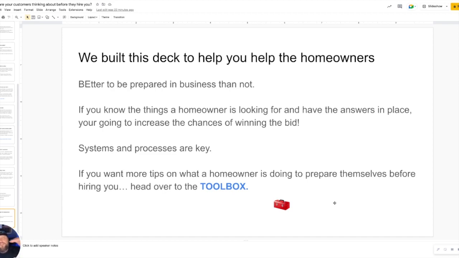I built a whole bunch of tools in there that will help better you position your company in front of prospects and homeowners that are looking to do business with you. Okay, so go and check that out.